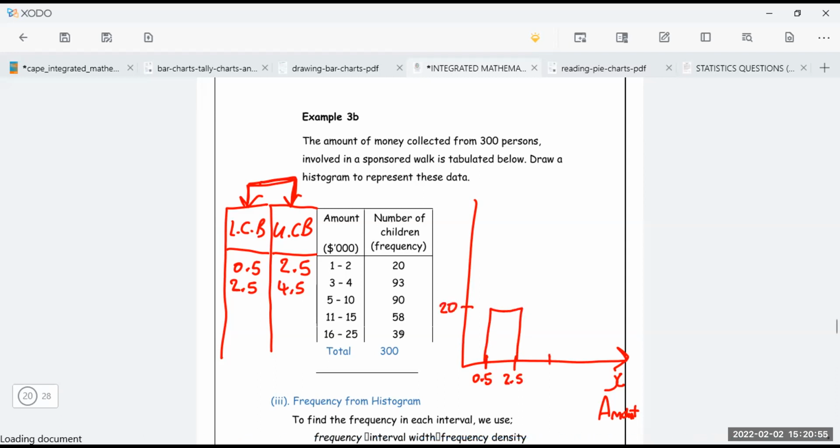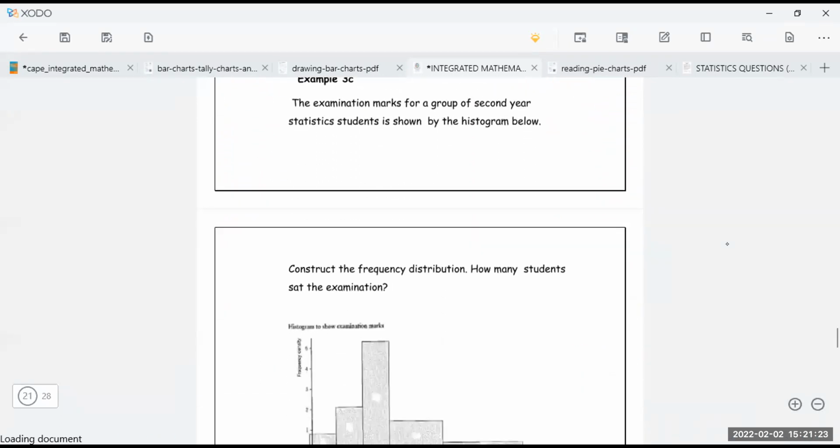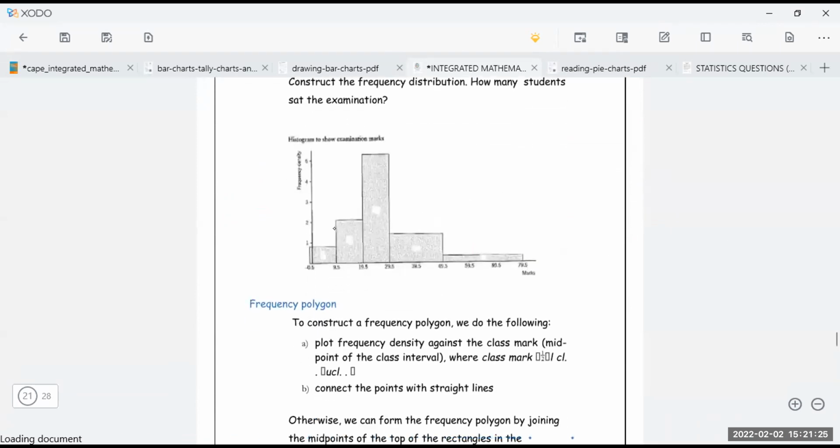From 2.5 to 4.5, that frequency is 93, somewhere up here, so 93. Then from 4.5 to, I think, 10.5, then that frequency is 90. Come up to here, maybe here's 90. I know it's just a rough sketch, all right? And it continues. So that would be the histogram here.